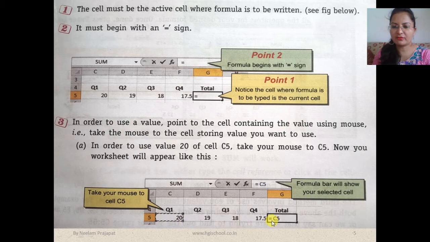First of all, what we have to do, after writing equal to, you have to point to the first cell that you want to add. Okay, like C5. Got it? So when you will click here, automatically you will be able to see the address of the cell in the formula bar. Got it? This is name box and this is the cell, and its cell reference is C5. Got it? So you have to write equal to, then you have to click on the first cell. Automatically you will be able to see the cell address here. Got it?